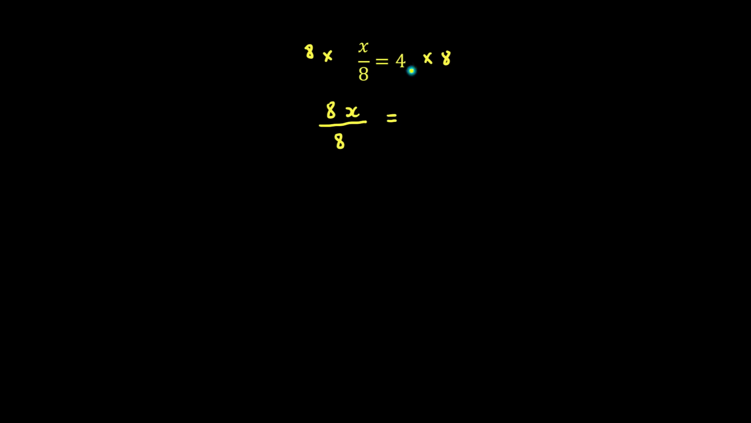And that is equal to 4 times 8, which gives me 32. Now this 8 and that 8 cancel, so that leaves me with x is equal to 32. Okay, let's look at this example.